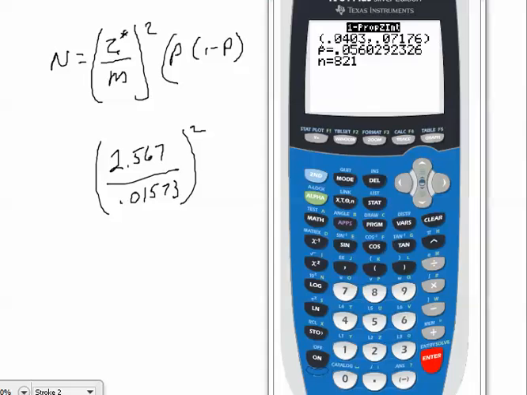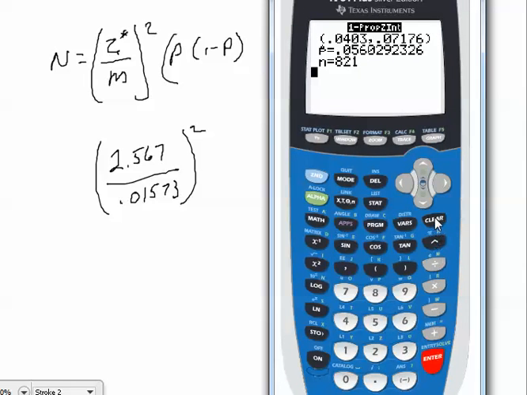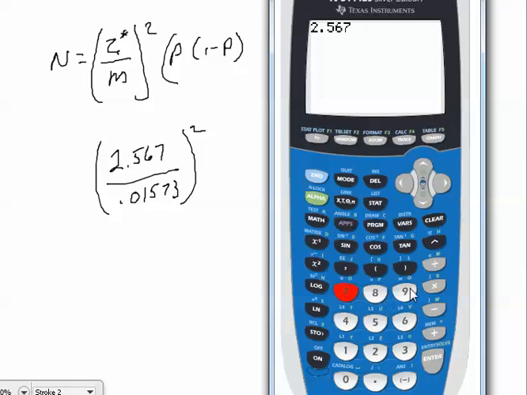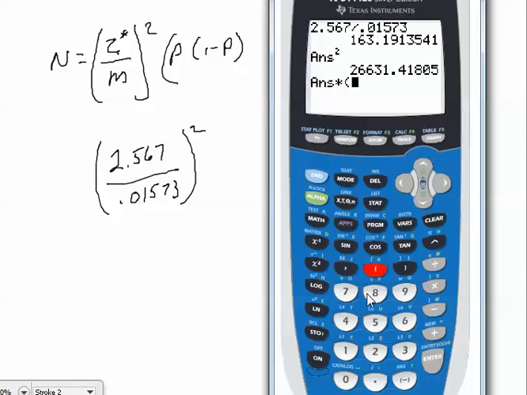Okay, well, I'm going to bring up my little calculator here, and clear this. 2.567 divided by 0.01573 and hit enter. And then I'm going to square that number. It's 163.919. And when I square that number, I get that huge 26,631. And then I'm going to multiply that times our percent that we were getting there, 0.05, and I believe it's 503.